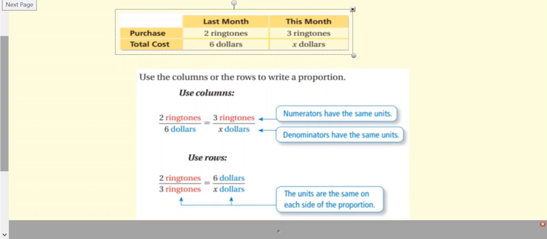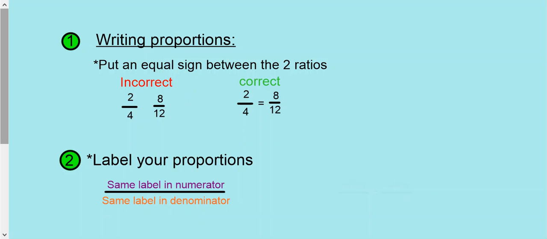First thing I would like you to write down in your notes. Writing proportions. We need to make sure that we put an equal sign between the two ratios. A proportion tells us that we have two ratios that are equal, so we need to make sure that we have that equal sign in our proportion. Make sure you pause here and write this information down in your math notebook.